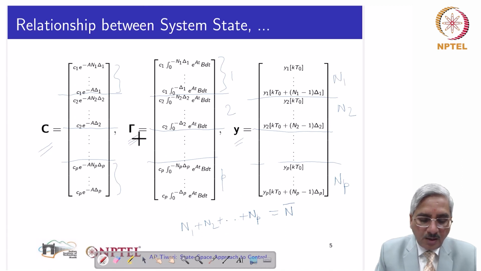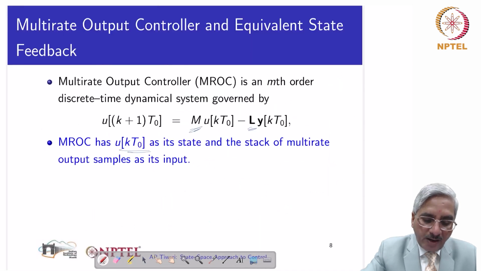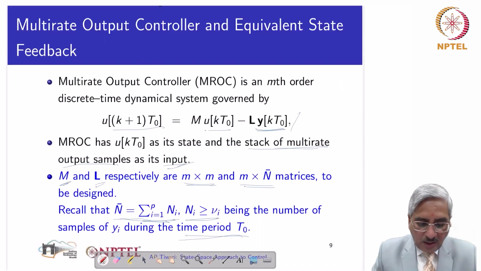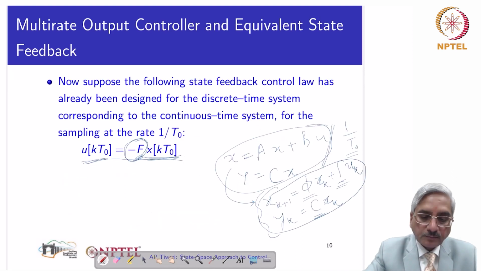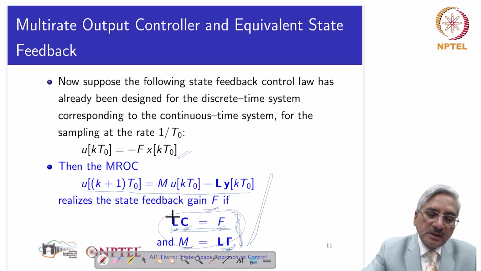Gamma and C are here, and this is the output stack. So we have to obtain M and L. And they will be obtained from this relation, LC equal to F, and M will be obtained by L times Γ. Once L is known, then it can be done. So let us first derive these two.